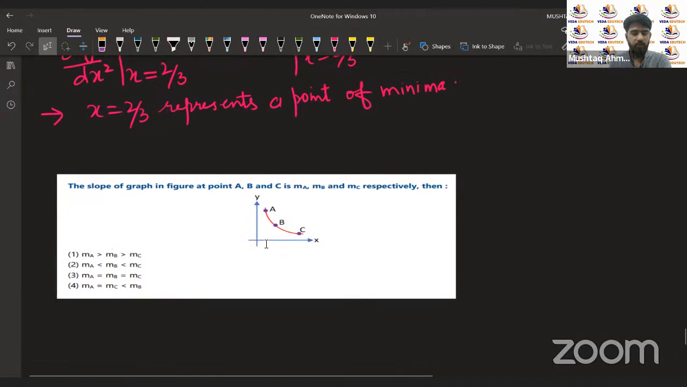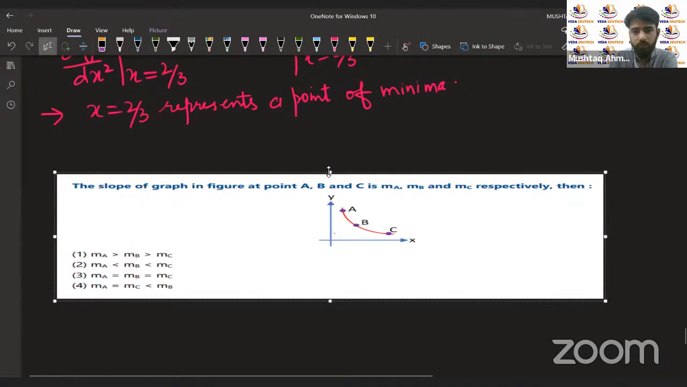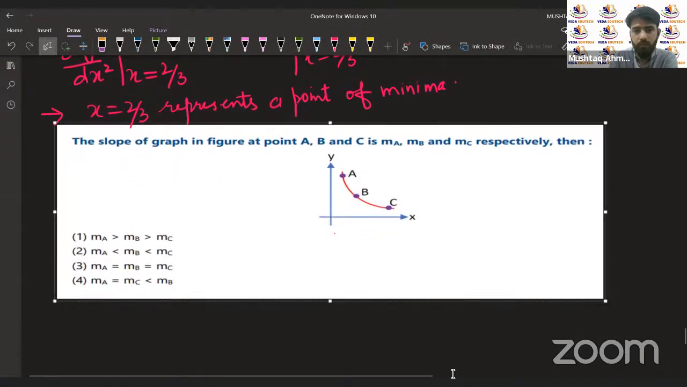Now here's one more question. The question is: the slope of the graph in the figure at points A, B, C is MA, MB, and MC respectively. Then we have to check which of the following is the correct option. Okay, so we have to check the slopes of this curve at points A, B, and C.